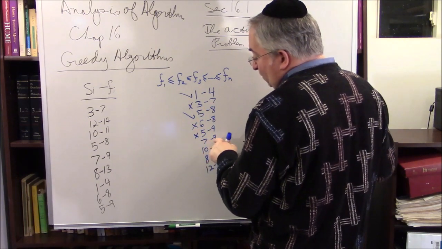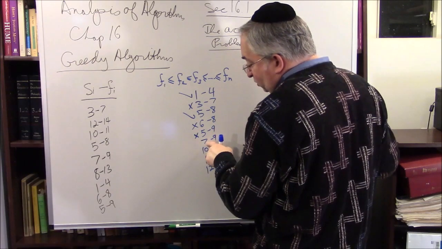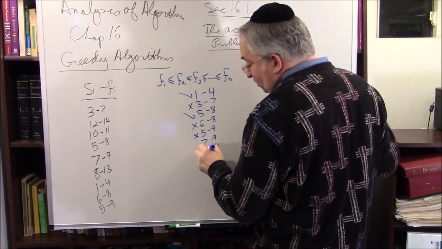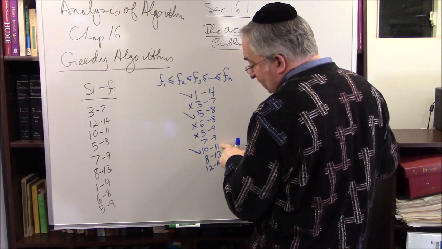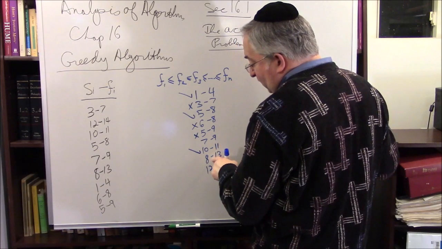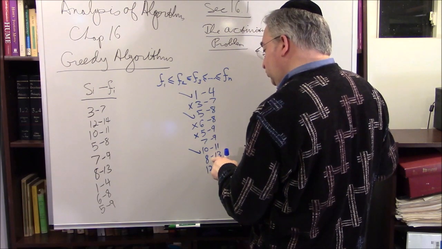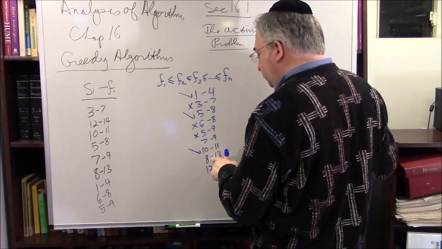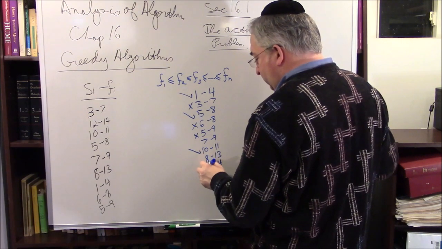Okay? 7 through, so you are now busy till 8. So you're not going to be able to do this one either. But you can do this. So choose this. You are now busy till 11. Okay? But you won't be able to do 8 through 13. Right? You won't be able to do 8 through 13. And you won't be able to do 12 through 14.